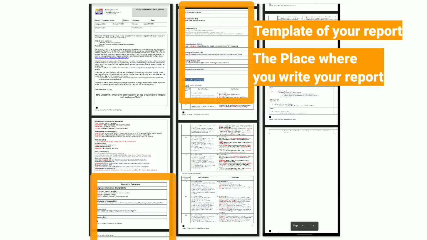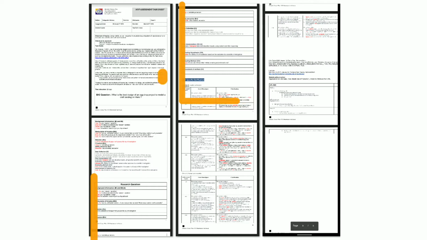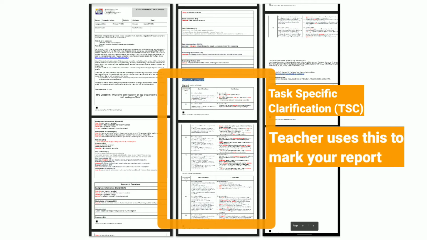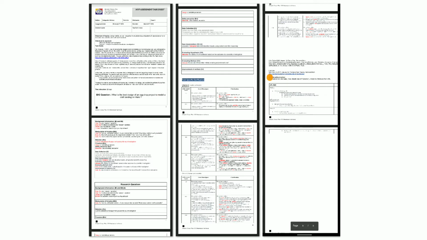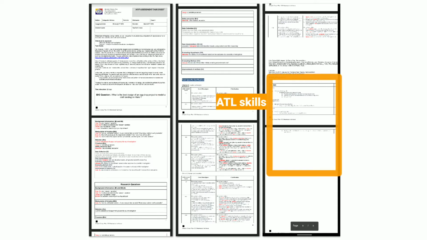The third one is the task-specific clarification. This is where you need to meet the expectations and understand the expectations of the teacher. At the end of the assessment, you are required to do your self-assessment using these task-specific clarifications to determine and conclude what is your level of achievement according to you. The last part is the ATL part. This is the expectation from the teacher for you to show the ATL skill that you have practiced during this unit.